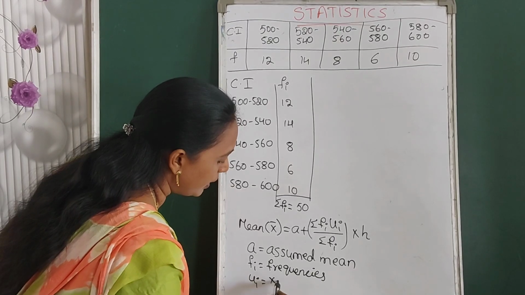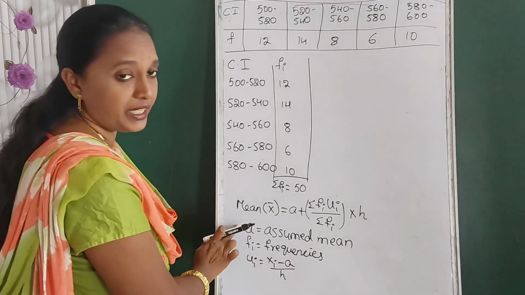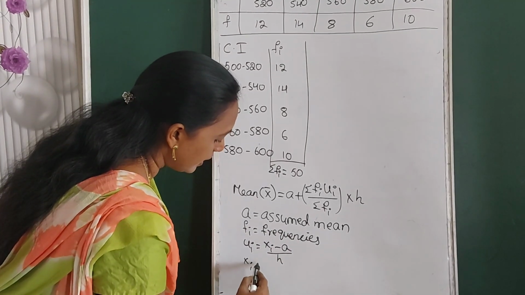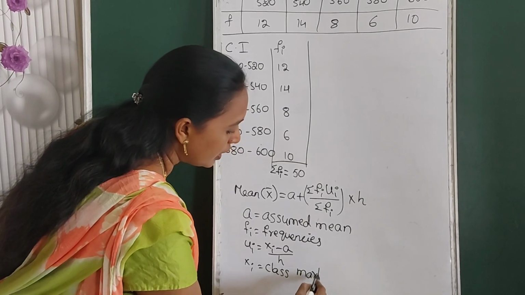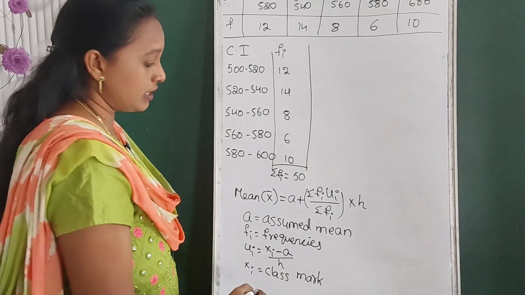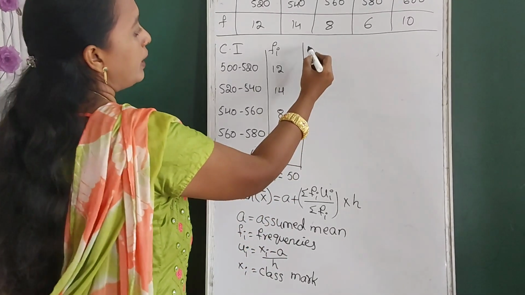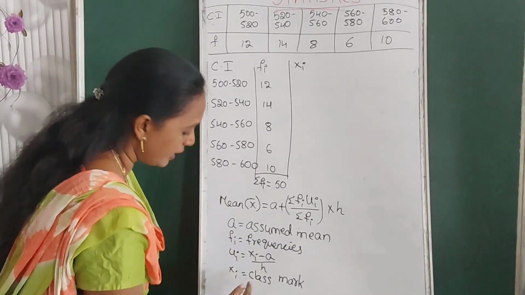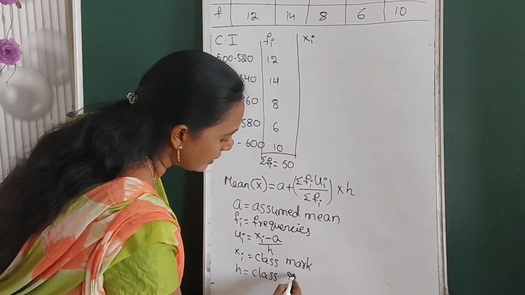Ui is nothing but xi minus A by h. I know already A, but what is this xi? So, xi's are nothing but class marks. What are class marks? Class marks are nothing but mid values. So my next column is I have to find out xi's. Next, what is h here? H is nothing but class size.